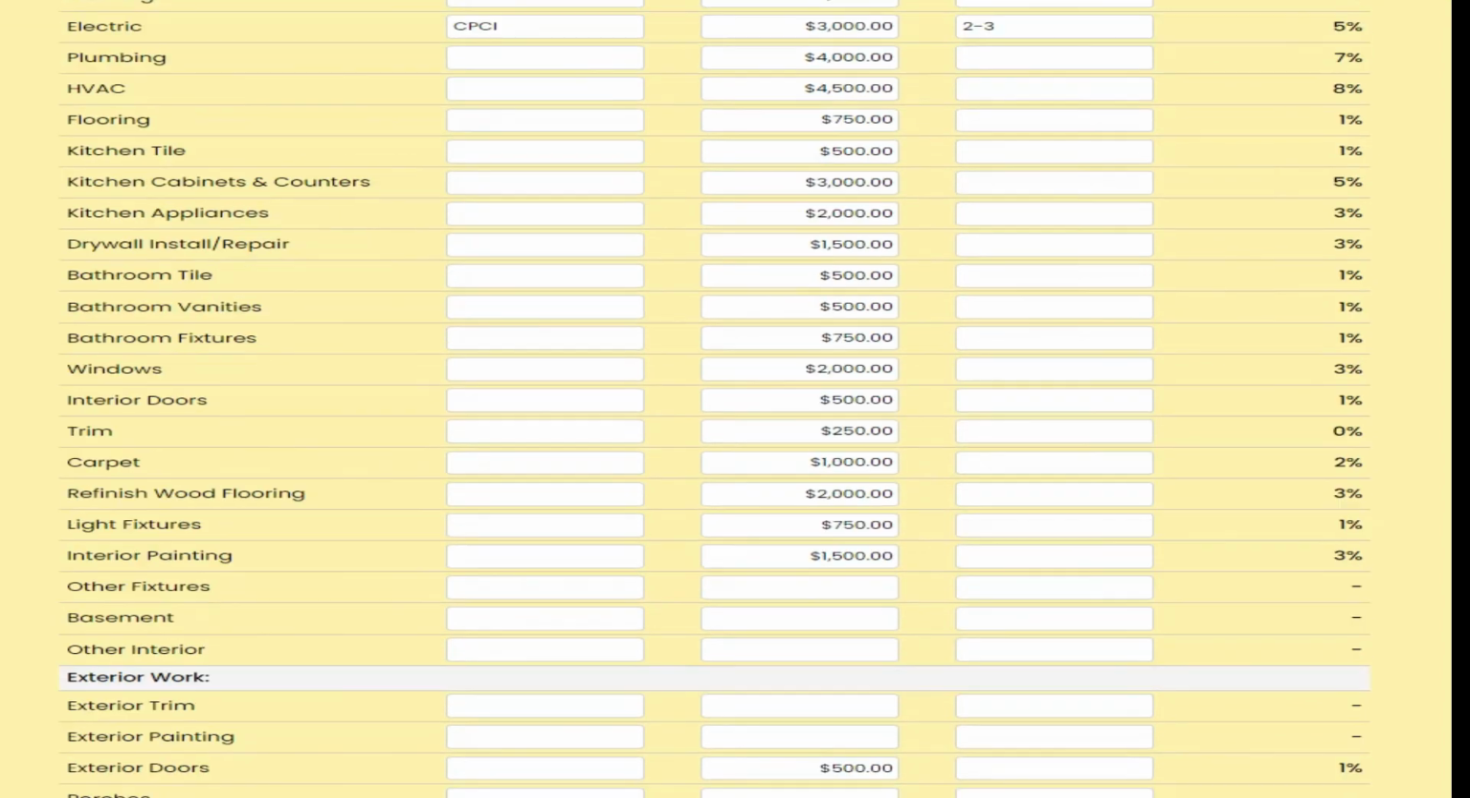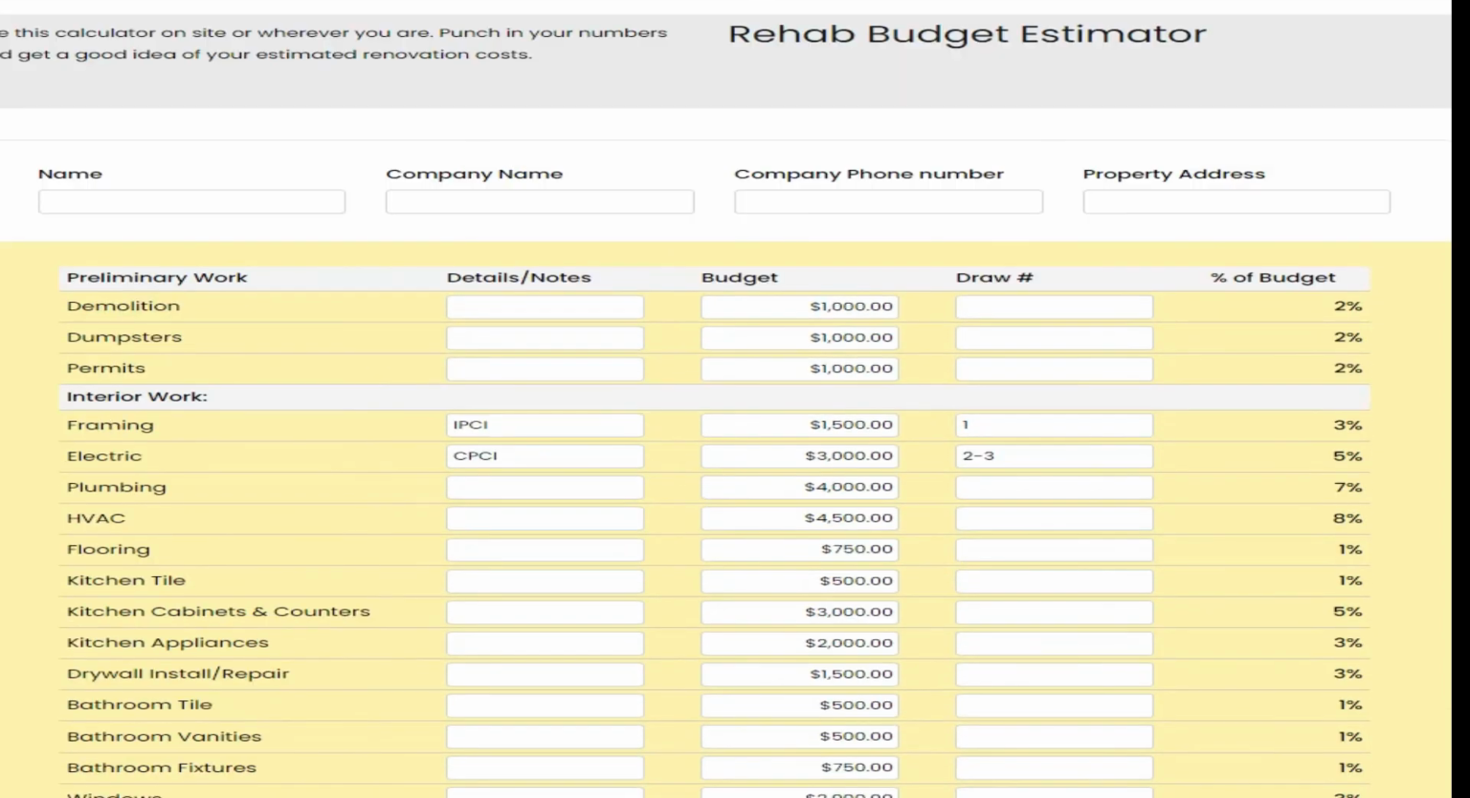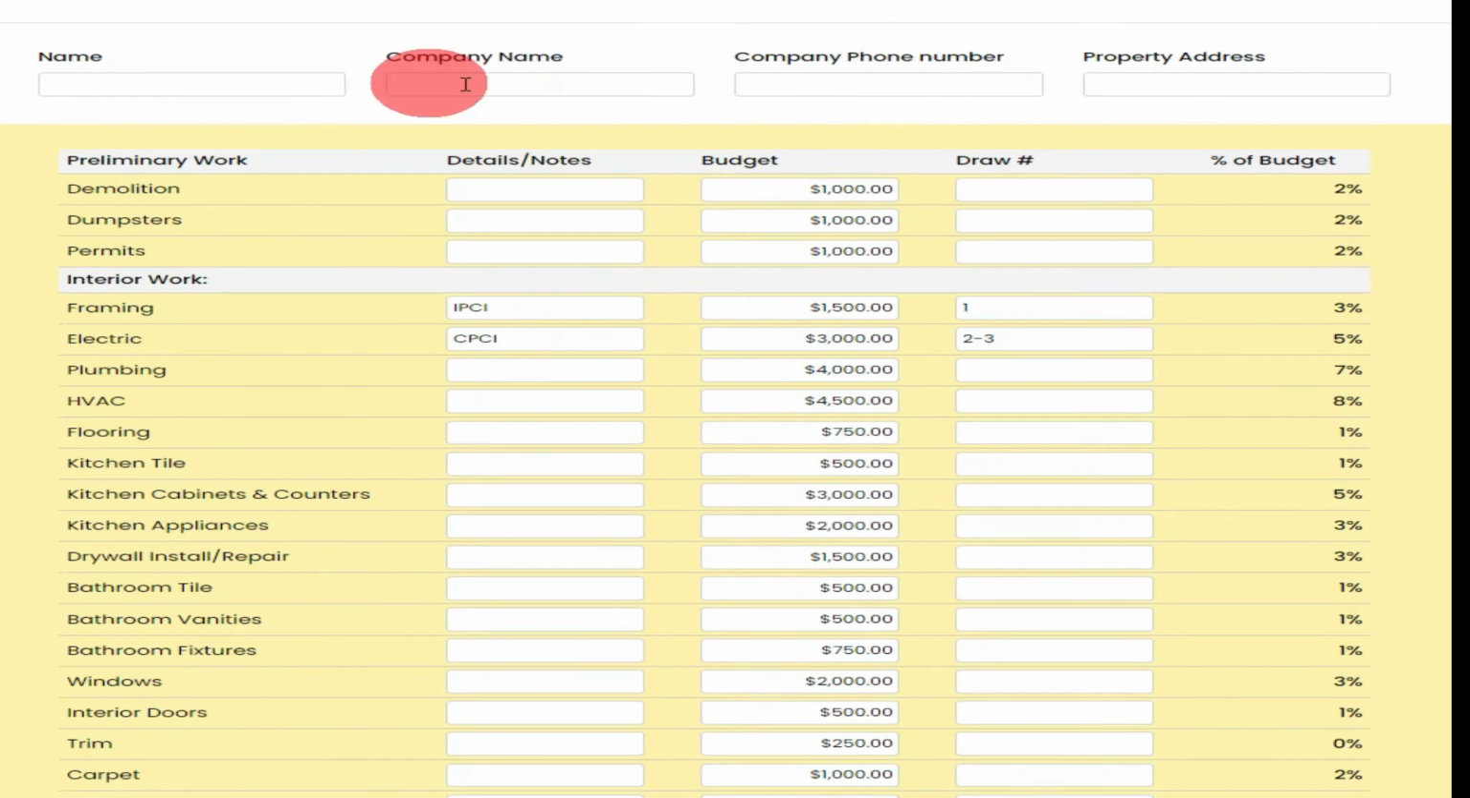That way you can show your end buyer how you came up with your numbers. And like I said, again, you can always come here, put your name in, your company name, and definitely you want to put the property address. That way you know exactly which property you ran these numbers for.